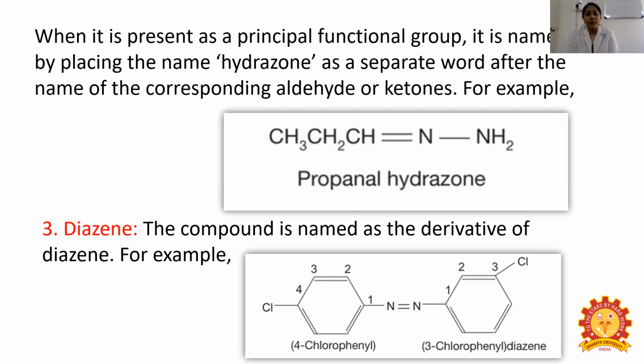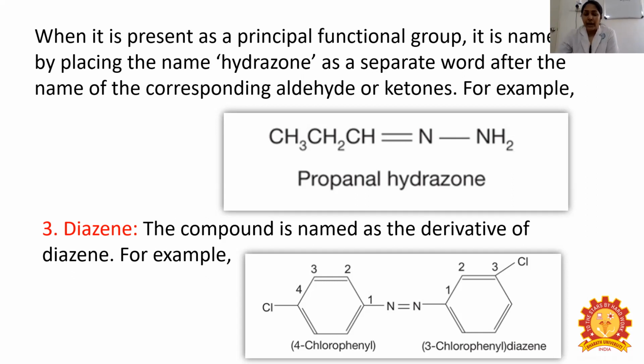When it is present as the principal functional group, it is named by placing the name hydrazone as a separate word after the name of the corresponding aldehyde as well as the ketones. So propanal hydrazone. Hydrazono means the amino group is coming before the nitrogen atom, and hydrazone means the N comes after the amino group. So when it is present as the principal functional group, it is named by placing the name hydrazone as a separate word after the name of the corresponding aldehyde or ketones.